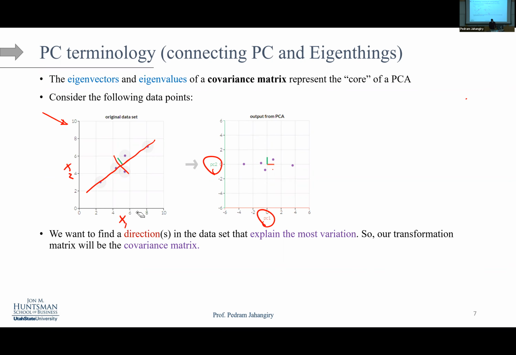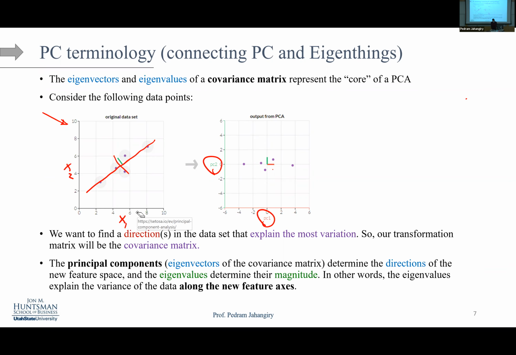Okay. All right. So the principal components, eigenvectors of the covariance matrix, determine the direction of the new feature space. As you can see, this is the direction of the new feature space. And the eigenvalues determine their magnitude. In other words, the eigenvalues explain the variance of the data along the new feature axis. Does this make sense? This is all what we do in terms of principal components and how we can connect the principal components with eigenvectors.